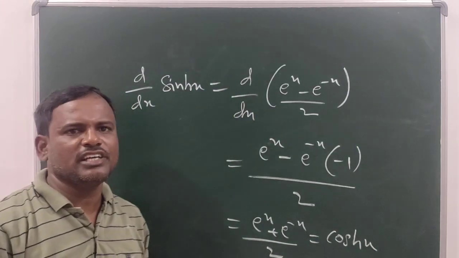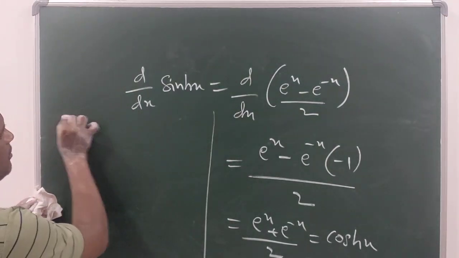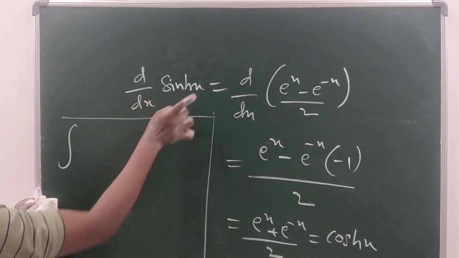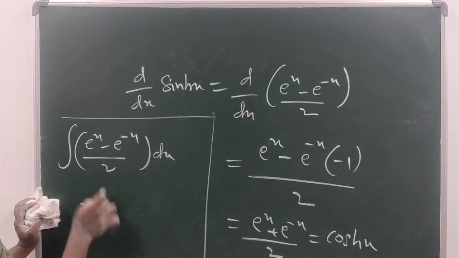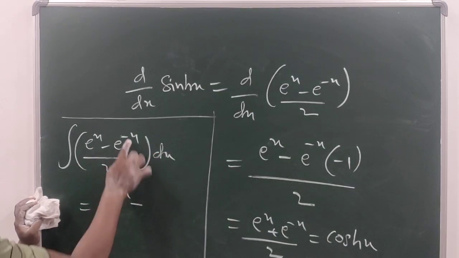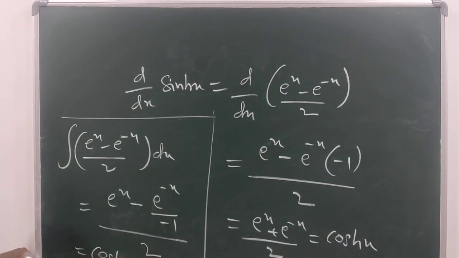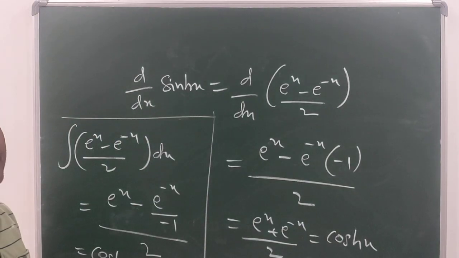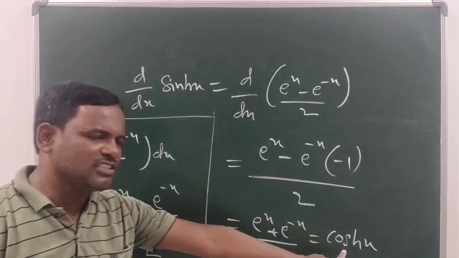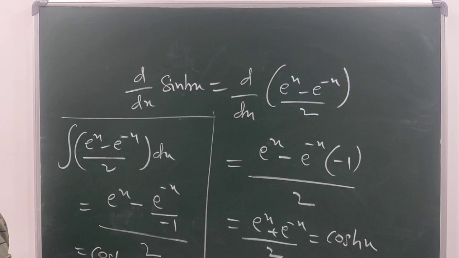What is the derivative of sin hx? Cos hx. Suppose you find its integration, what do you get? Integral of sin hx is nothing but e power x minus e power minus x by 2 dx. The integration of e power x is e power x; integration of e power minus x is e power minus x by minus 1, and minus into minus is plus. So you will get cos hx only. So the derivative of sin hx is cos hx, and its integration is also cos hx.